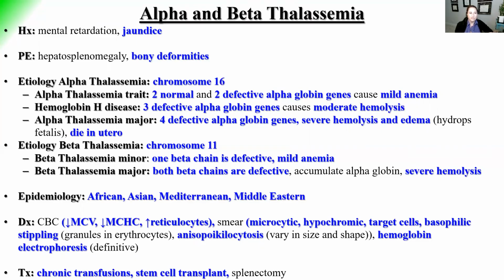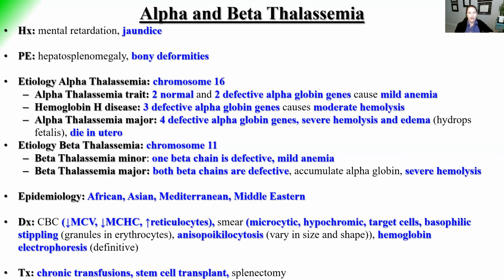Alpha thalassemia is caused by a defect in chromosome 16, and there's 3 different types of this. Alpha thalassemia trait is where you have 2 normal and 2 defective alpha globin genes, and this will cause a mild anemia. Hemoglobin H disease is where you have 3 defective alpha globin genes, and this causes a moderate hemolysis.